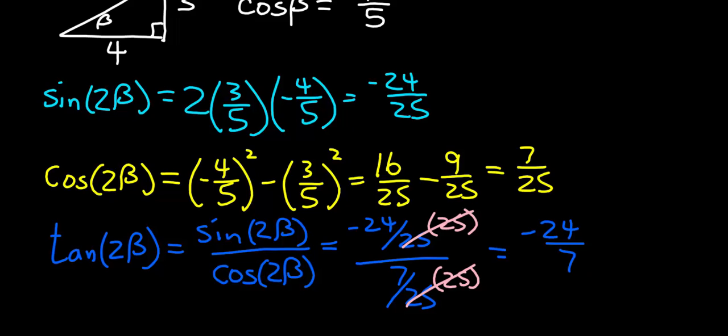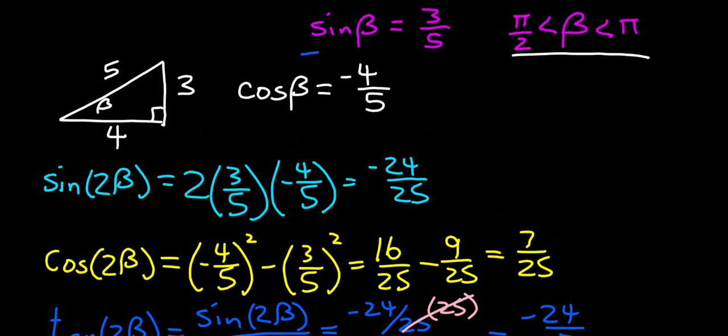So there we have sine 2 beta, cosine 2 beta, and tangent 2 beta. Now there is a double angle formula for tangent, and you can look that up if you like. But this is the way we can find sine, cosine, and tangent using the double angle formulas if we're given information like this up here.